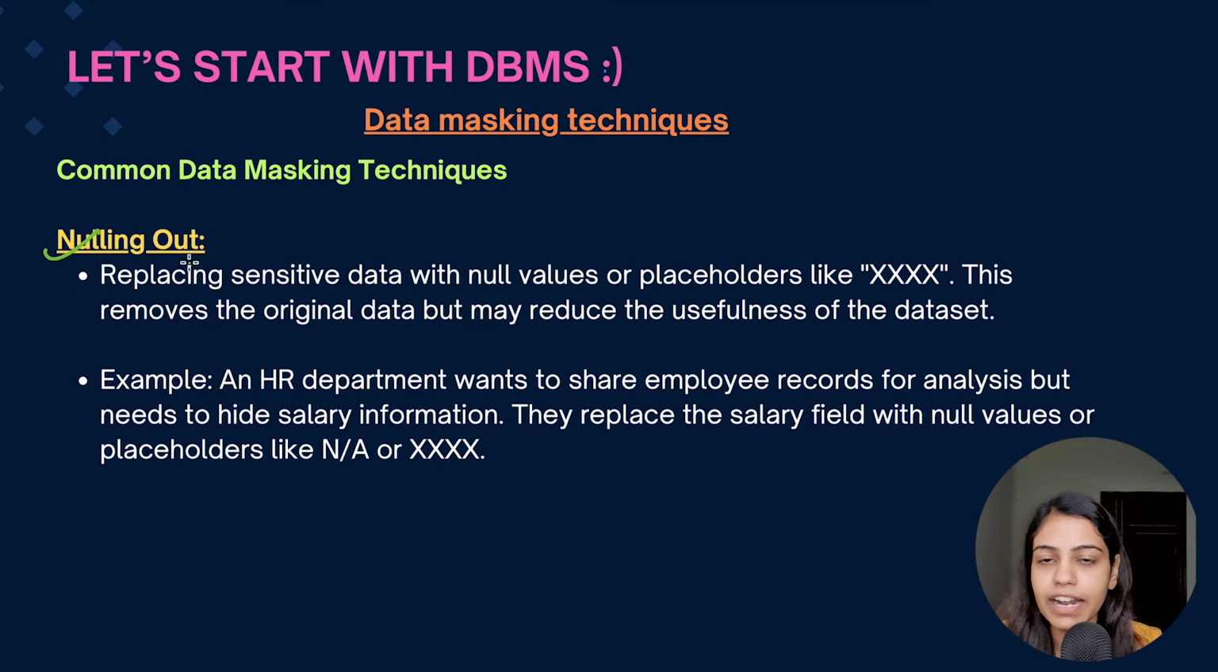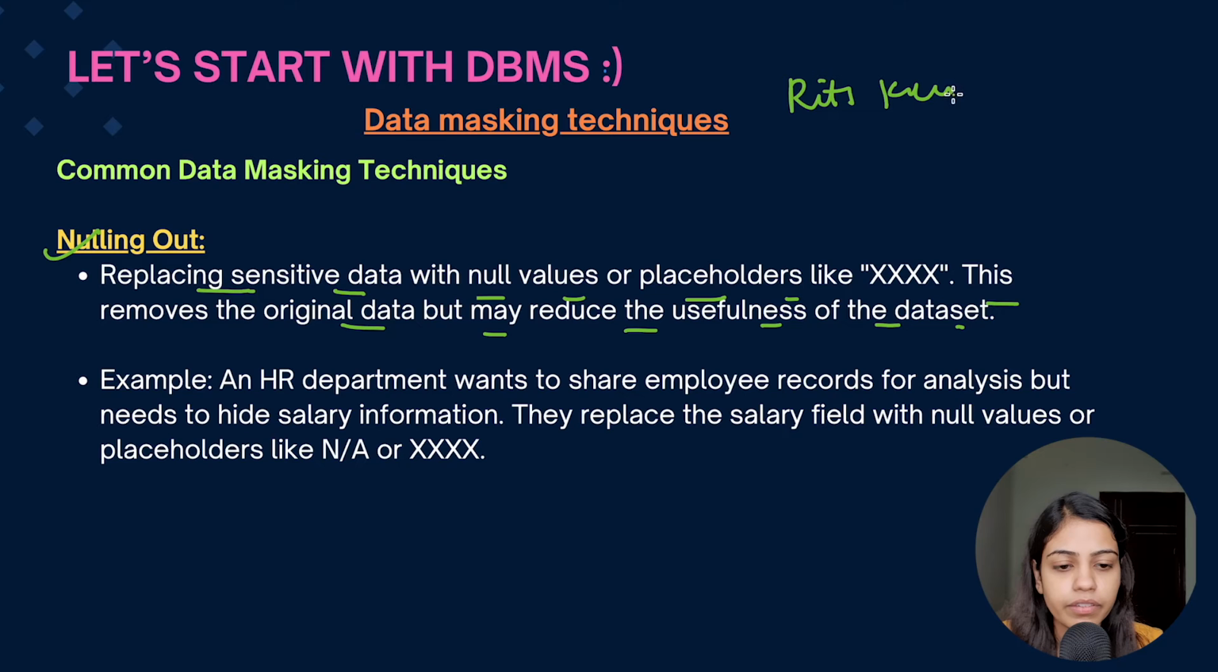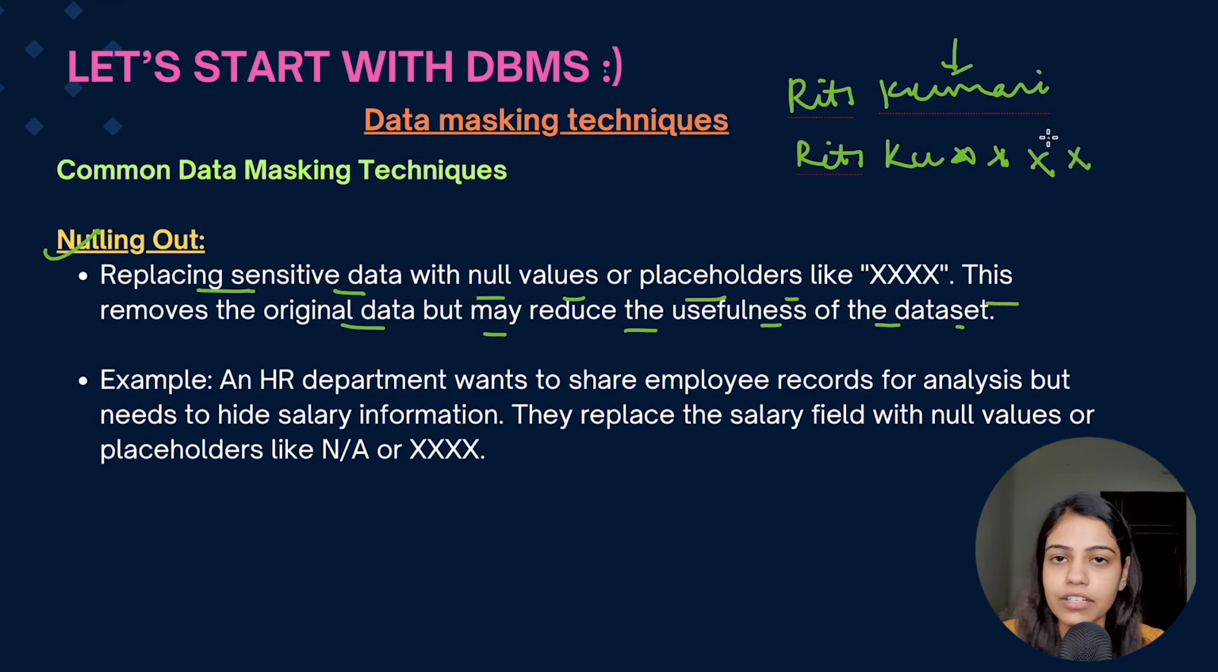Now coming to the next one, that is nulling out. So replacing some sensitive data with null values or placeholders like X. This can remove the original data but may reduce the usefulness of the data set. So consider that I have my first name as Reeti Kumari. I'll use this Reeti here, but I want to do some nulling out of the last name. So I'll provide KU and then X, X, X, X for the number of characters which are left.